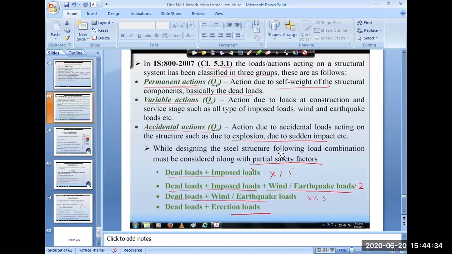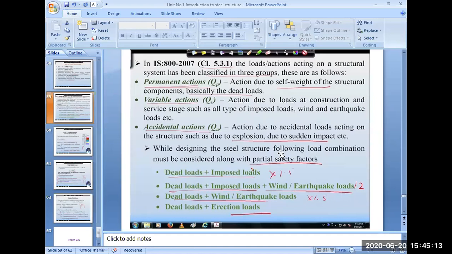Then the third load combination is dead load plus wind load or earthquake load. Again, for this third combination, we multiply by 1.5. Means if we add dead load and wind load, then we again factor it by multiplying by 1.5. So the first combination is dead load plus imposed load, the second combination is dead load plus imposed load plus wind load, the third combination is dead load plus wind load, and we are multiplying by 1.5, 1.2 and 1.5 again.